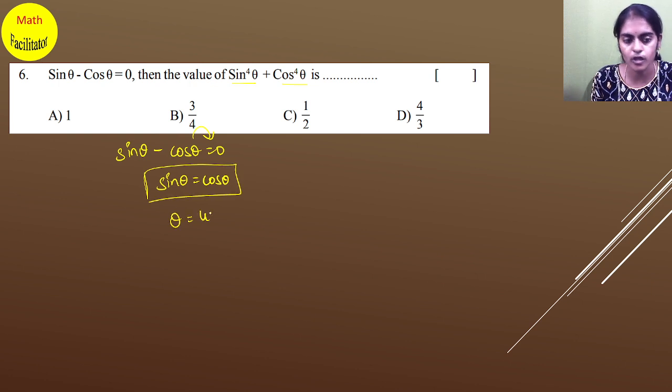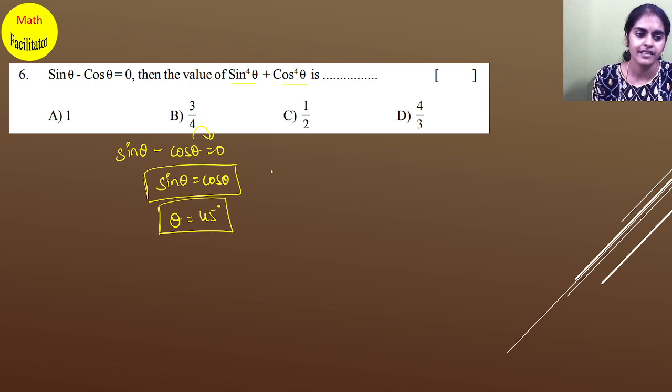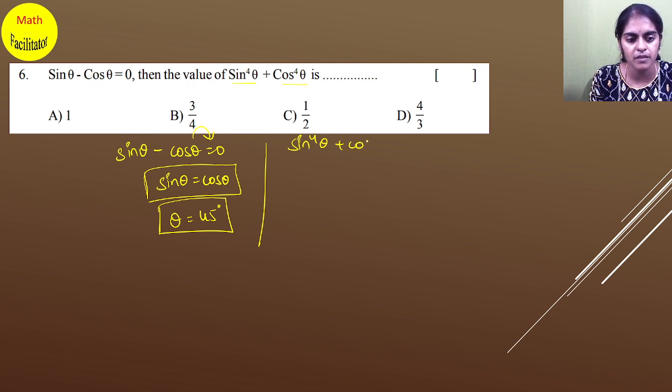Just now I told you, for 45 degree. Sin 45 is 1 by root 2, cos 45 is also 1 by root 2. So theta should be 45 degree. Now let us substitute here. So you have to find the value of sin power 4 theta plus cos power 4 theta. Sin power 4 theta is nothing but sin 45 degree, plus cos power 4 theta is nothing but cos 45 degree.